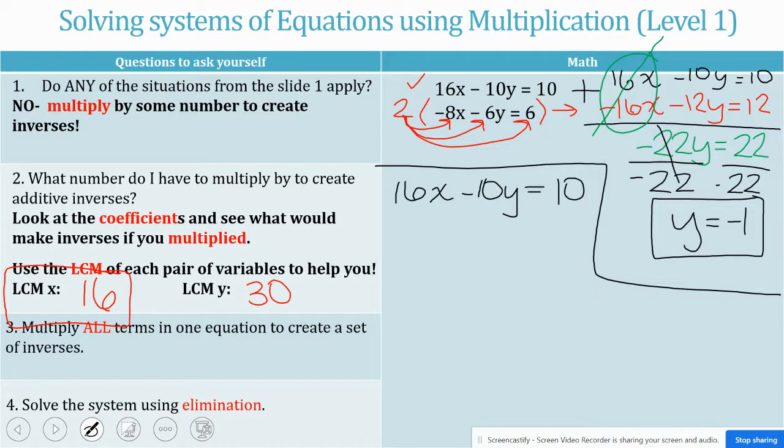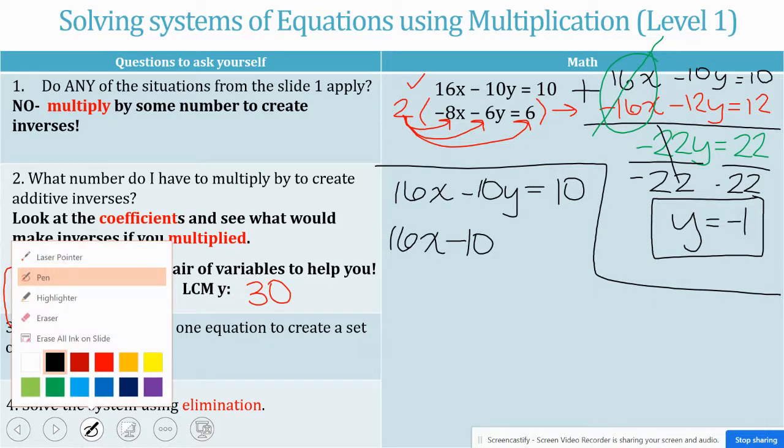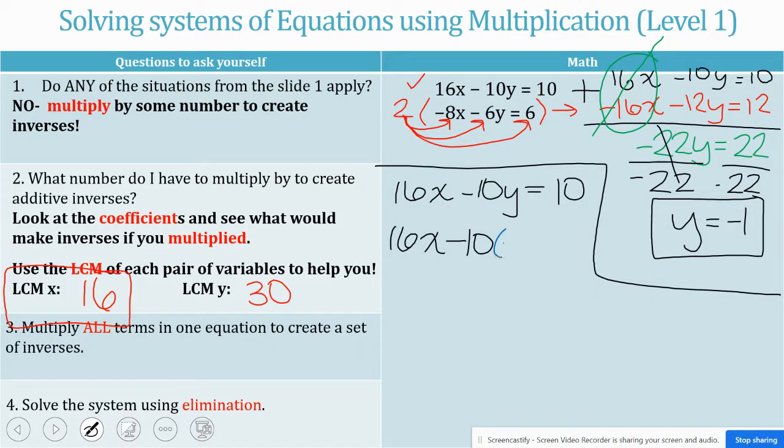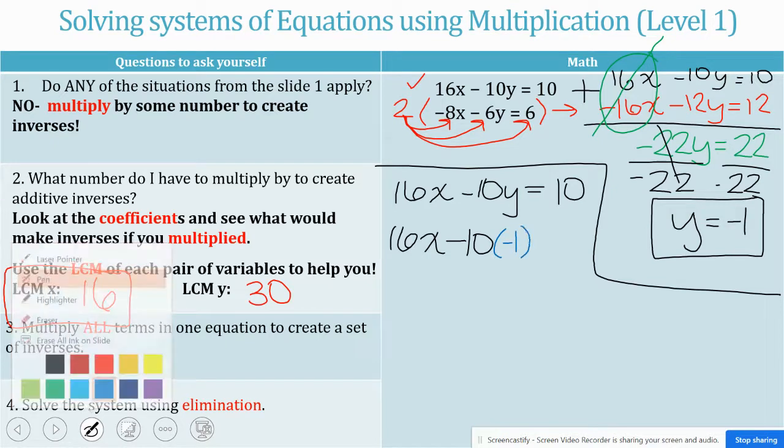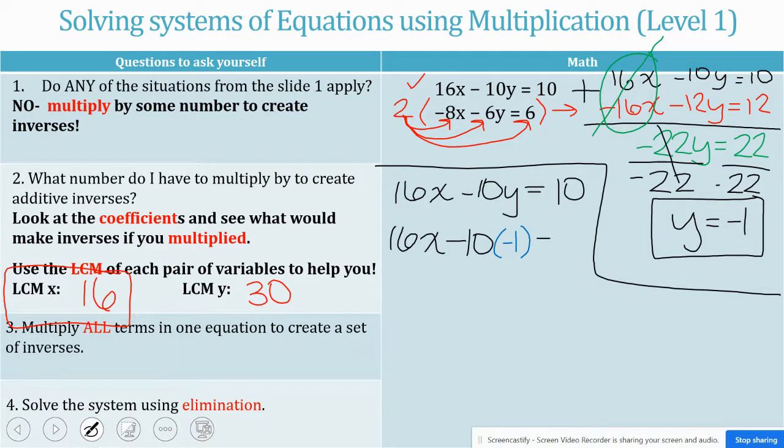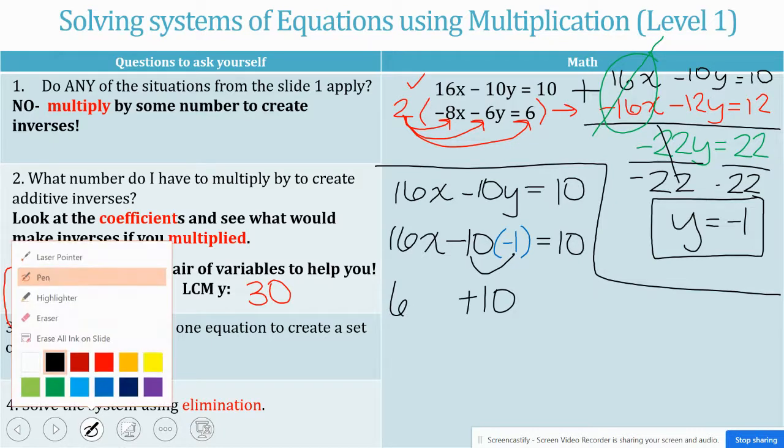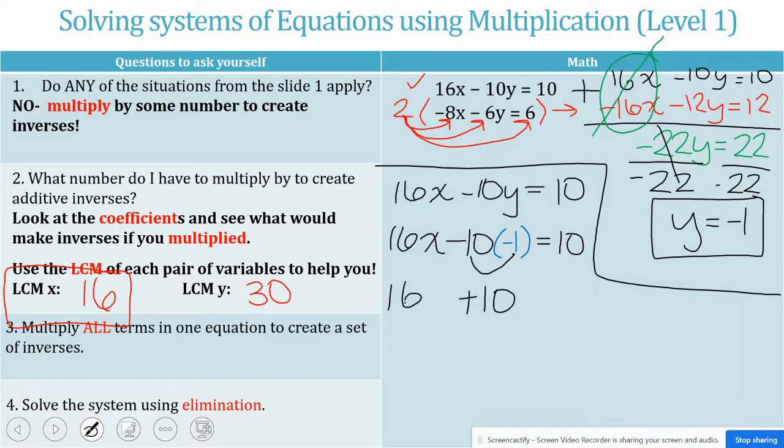And now instead of writing y, we're going to substitute -1 for y. So I'm going to just bring everything else down. And instead of writing y, I'm going to write -1 in parentheses. Do not forget those parentheses. It's very important. And we're going to solve from there. -10 times -1 is a positive 10. And then bring everything else down. Oops, that should be 16, not a 6. 16x plus 10 equals 10.